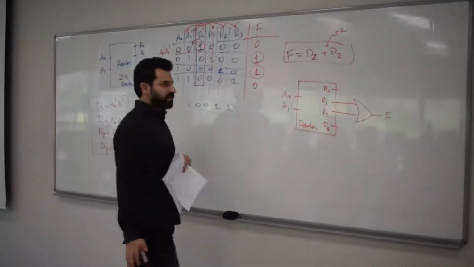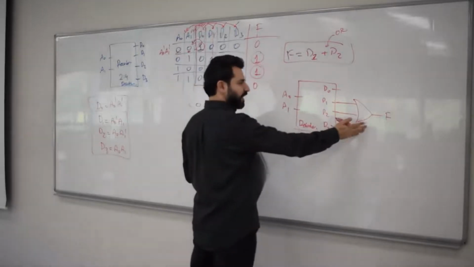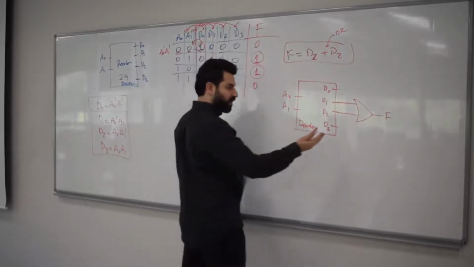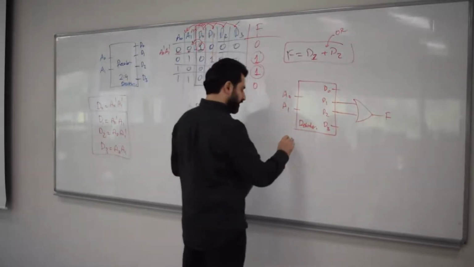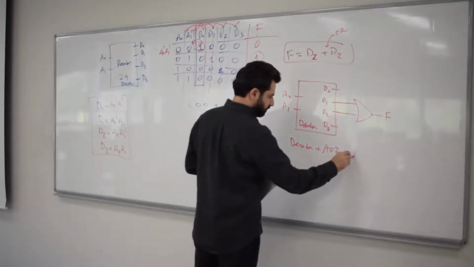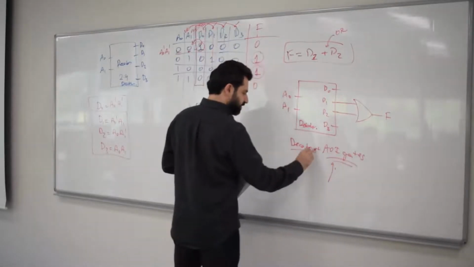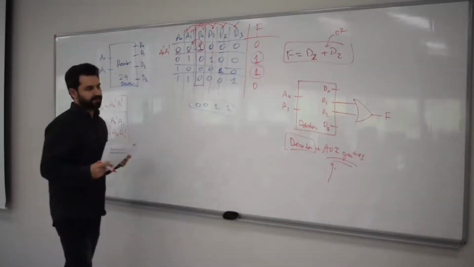Note here that if you are supposed to use a decoder to implement a function like this, you may sometimes have to use extra AOI gates along with the decoder. So, decoder plus some AOI gates. But of course, you would like to minimize this, because the main purpose is to use the decoder in your design.